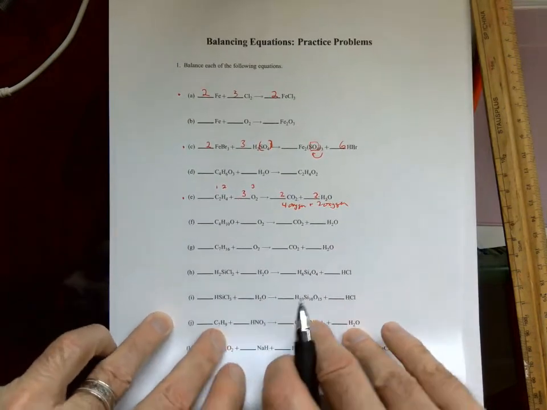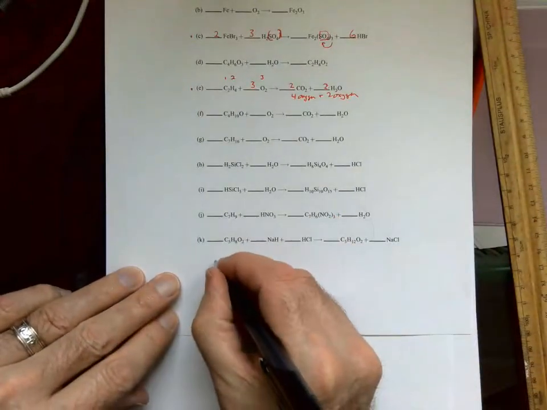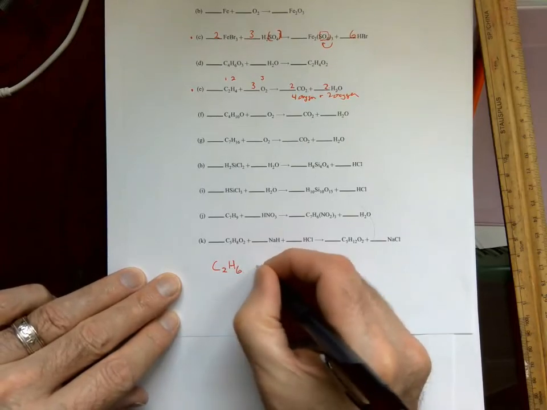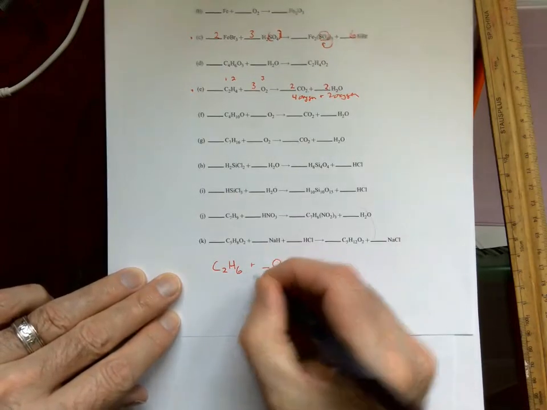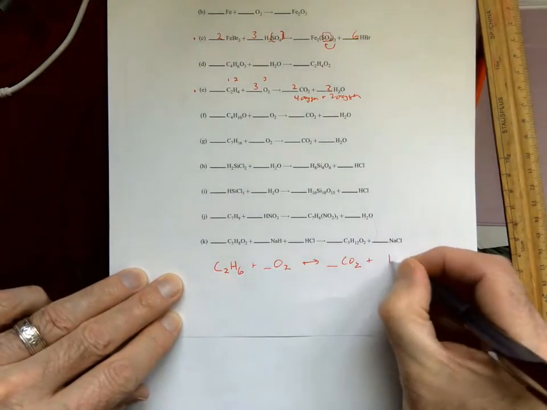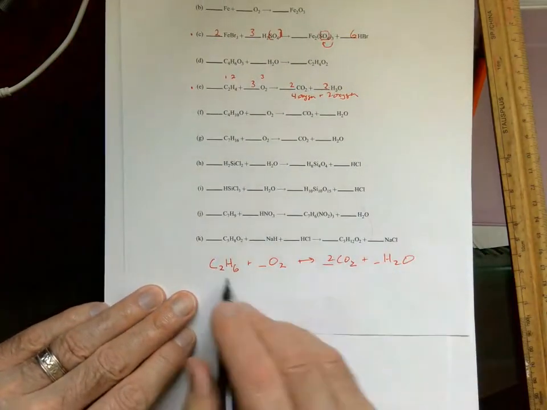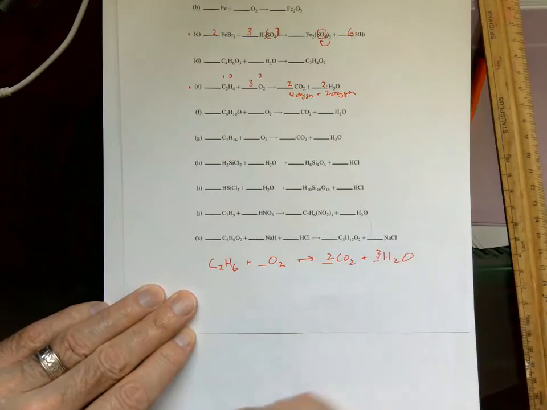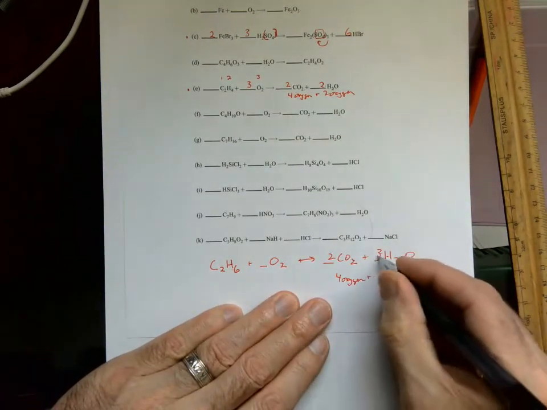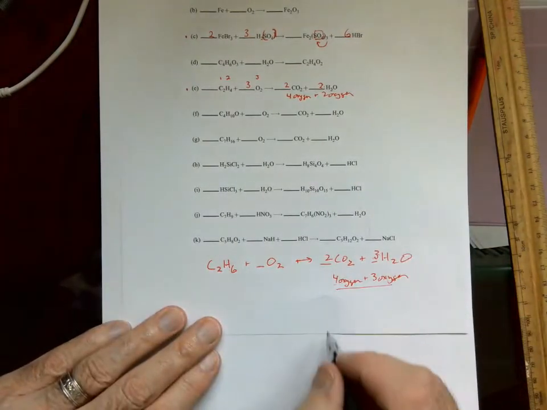There's one other one I wanted to show you, and I'm just going to do it down bottom. If you have an even number of carbons, you're going to run into an issue. I'm going to show you how to beat that issue. 2 carbons here, 2 carbons here, 6 hydrogens here, 3 times 2 is 6 hydrogens here. 4 oxygen plus 3 oxygen. Whoops, we've got 7 oxygens here.